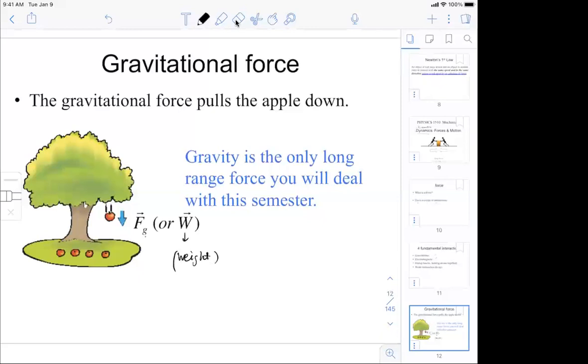Our sun does not need to touch the Earth in order to exert this force. It's acting over a range. All the other forces coming up next have to be touch, contact forces. We do not have another long range force.